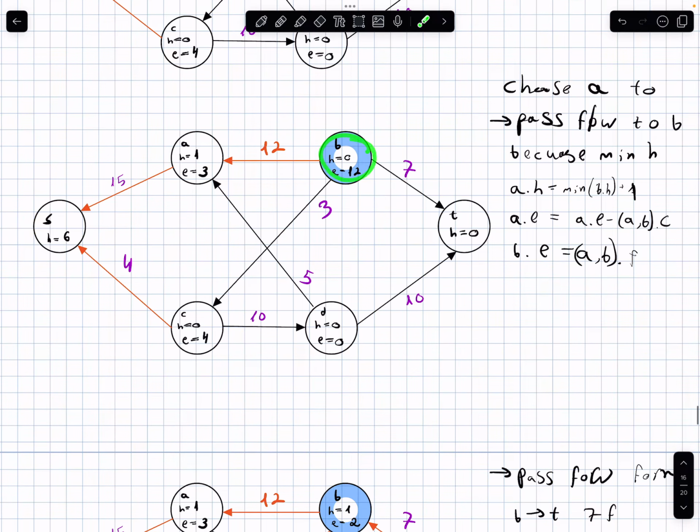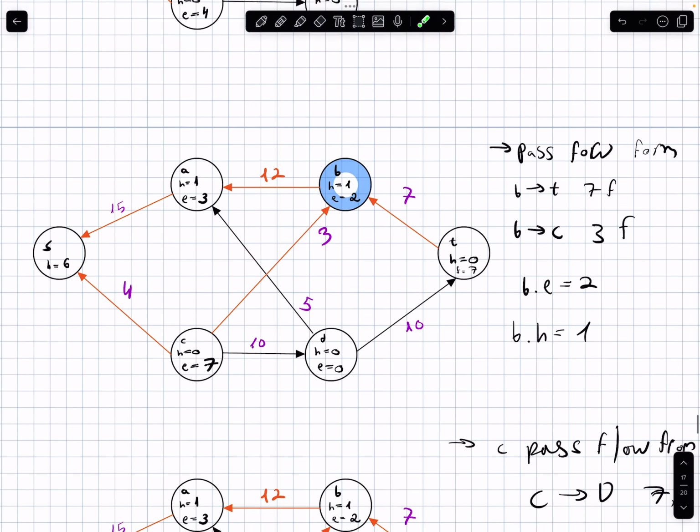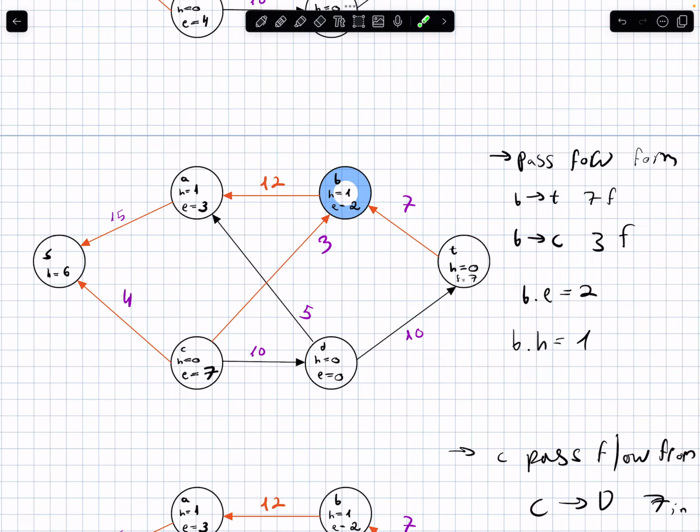Okay, so now we have this one. So we will continue the algorithm, but from this node. Remember, we can also start from here after this step, but just to be simpler, I will keep going from this node. So here we have this B node.